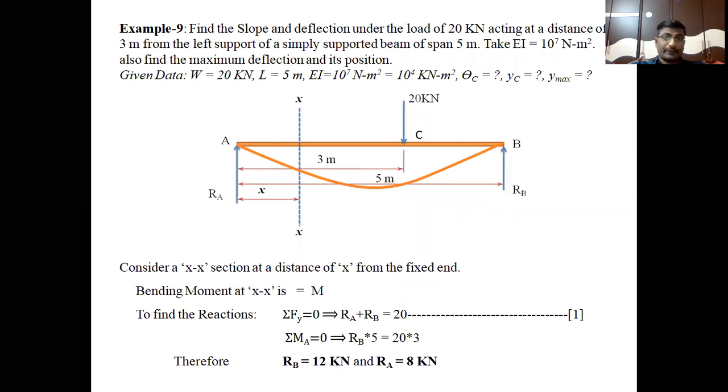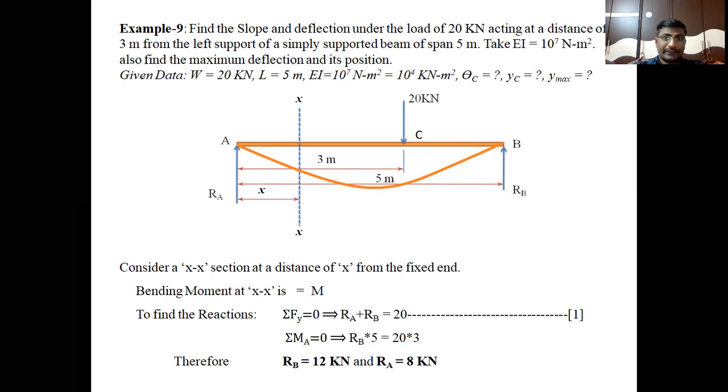Let us go for another problem, example 9. Find the slope and deflection under the load of 20 kilonewtons. So here, a point load is acting on the SSB, simply supported beam. But it is not acting at the center. It is somewhere else, at a distance of 3 meters from the left support. The total span of the beam is 5 meters.